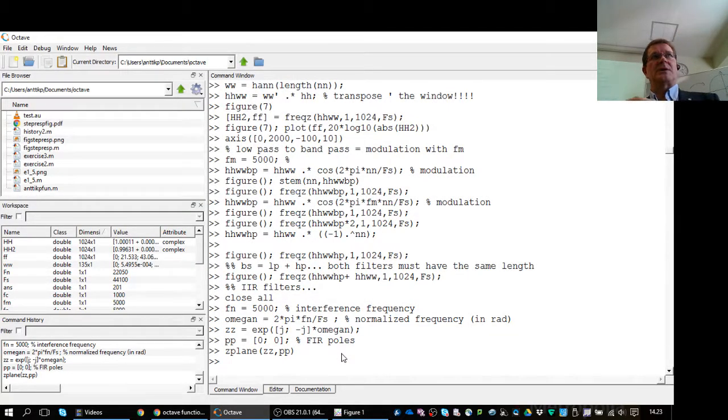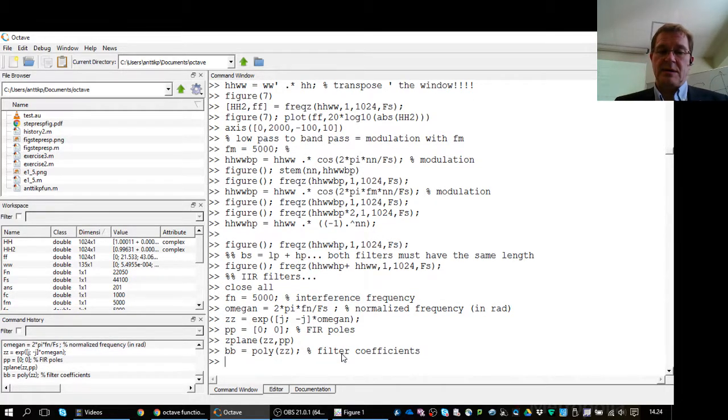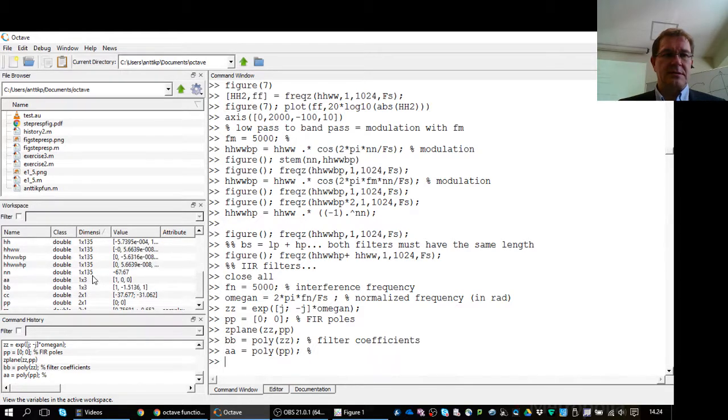Okay, next step would be to calculate the corresponding polynomial coefficients. So the B are the polynomial coefficients defined by zeros. So filter coefficients. So this is the numerator coefficients, and A. Well, that will actually become just 1, but I will just do it like this. So if we have double zero at the origo, it will actually give you 1, 0, 0 as the polynomial coefficients. Did it do that? Yeah. So A equals 1, 0, 0, meaning this is a FIR system.